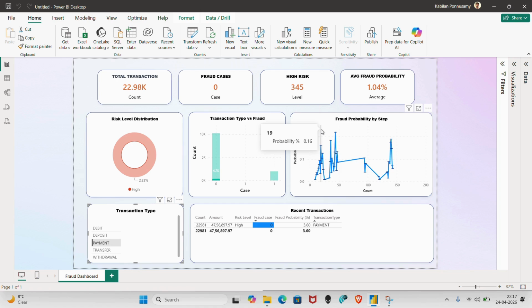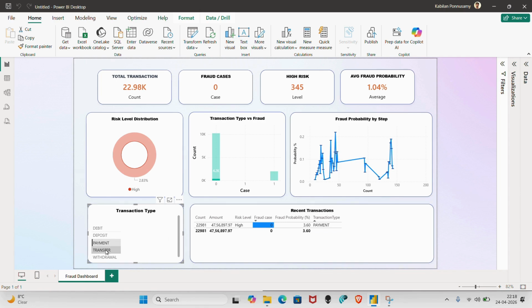The transaction type versus fraud chart confirms 0 fraud cases. Again, we go to fraud probability by step. This shows very low probability values, indicating stable and safe behavior. In the recent transaction table, we see the count again, the amount, and the fraud probability. So overall, payment transactions are low risk and stable, with no fraud detected.